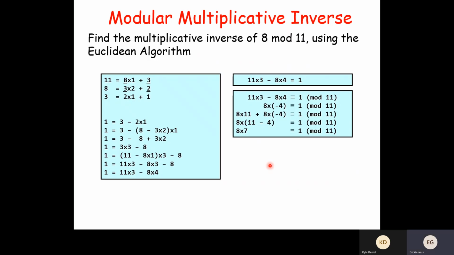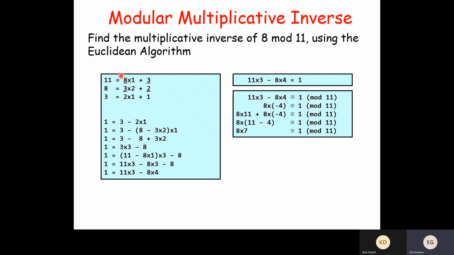Okay, how do we compute it? For example, I have 8, and I want to compute the inverse of 8 modulus 11. How do we compute it? Look at what we are going to do. We are going to express 11, which is the modulus, in function of 8. So 11 is 8 times 1 plus 3.